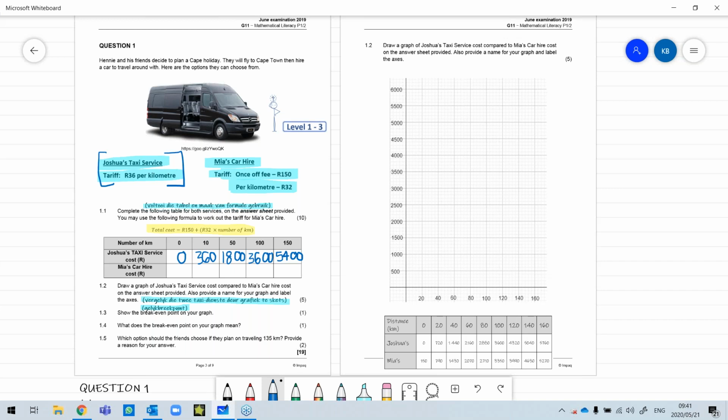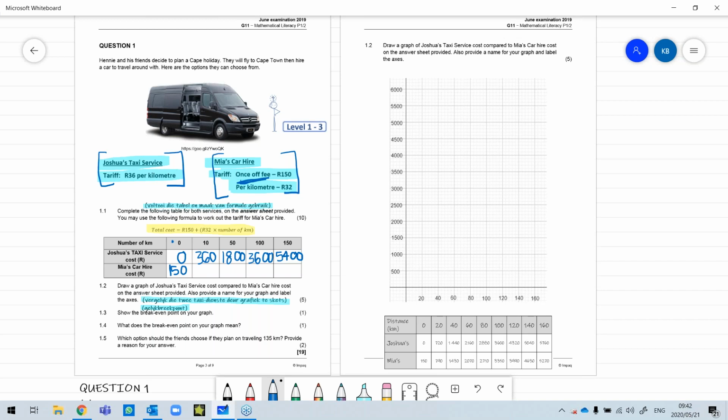Now for Mia's car hire service. So for Mia's car hire service, it is extremely important to know that there is a once-off fee included, which means that regardless if you use the car to travel or not, you are still going to pay 150 rand. So you will see she travels 0 kilometers, but Henny and his friends still have to pay 150 rand.